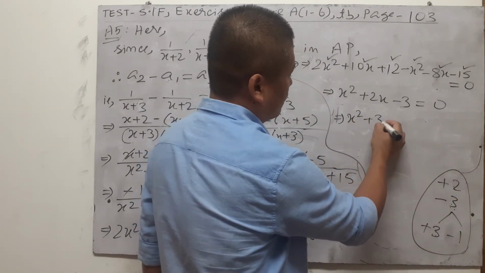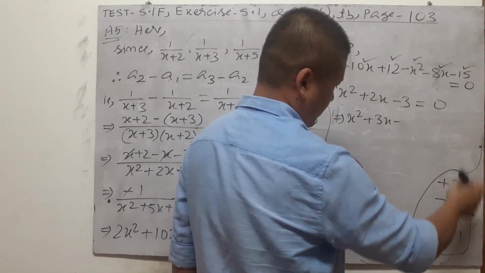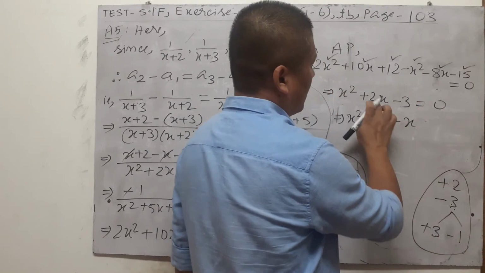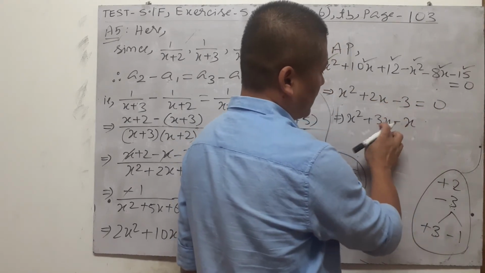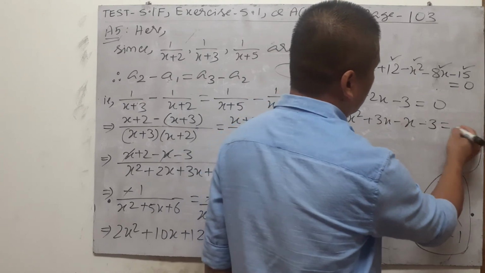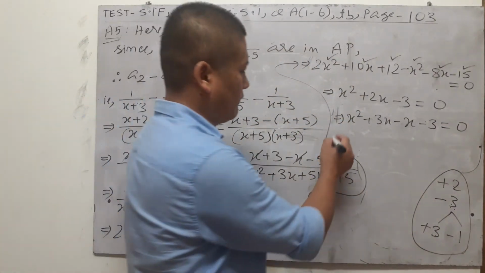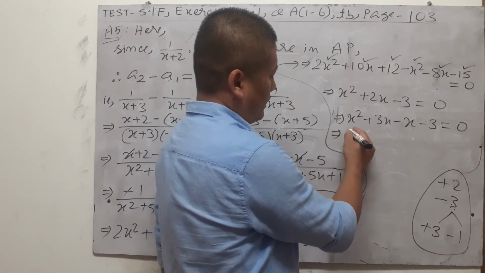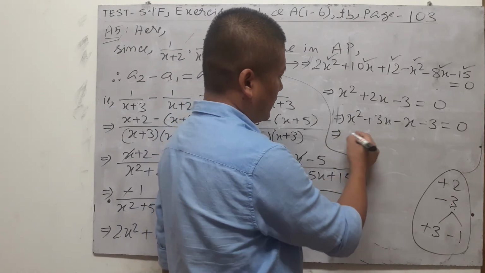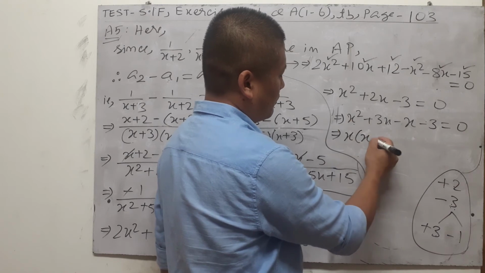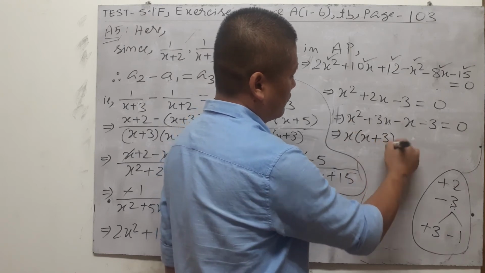So x squared plus 3x minus 1x means minus x, plus 2x. So this plus 2x is split into these two terms, minus 3 equal to 0. The middle term is split, so we can factorize and find the value of x. So here, the highest common factor of x squared and x is x. So x into x is x squared, plus x gone out, so inside will be 3.